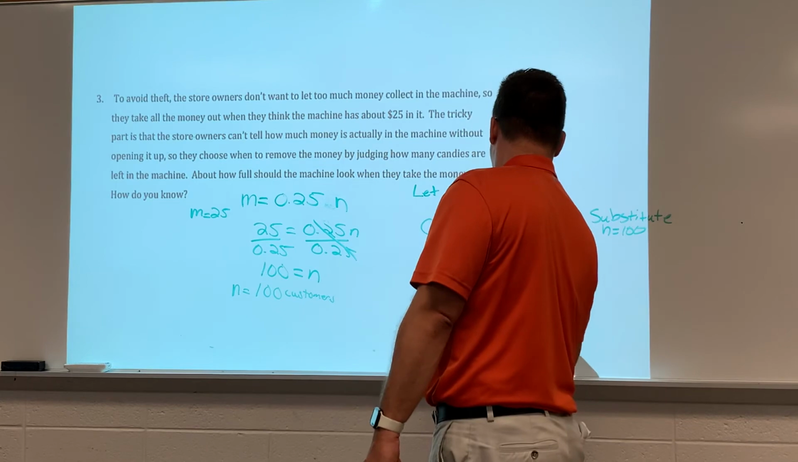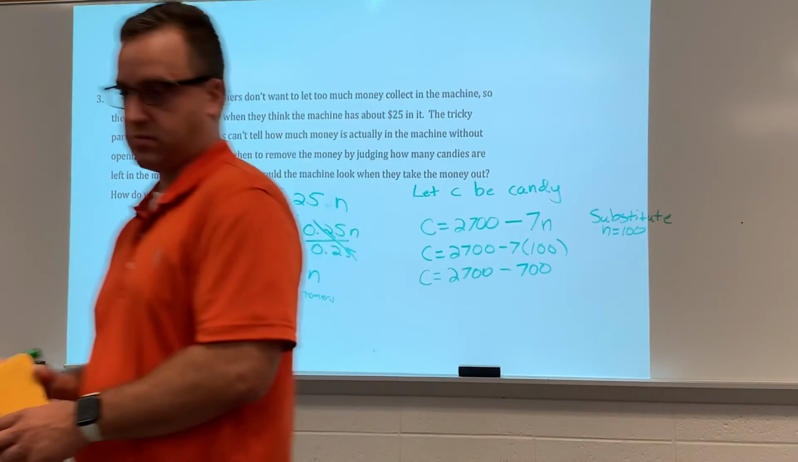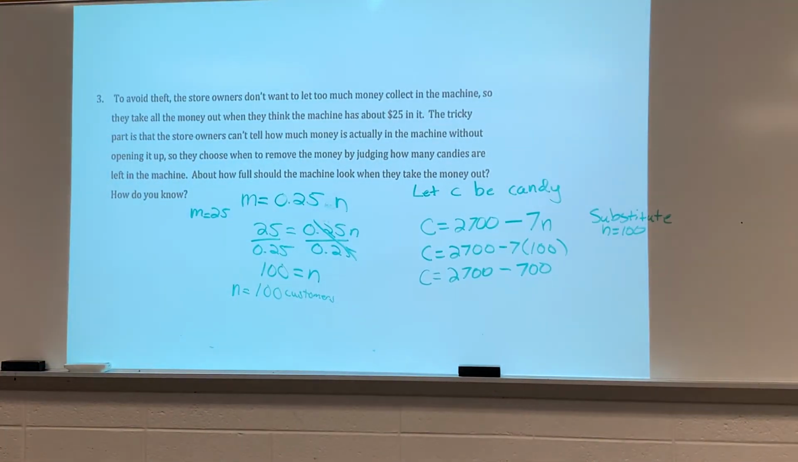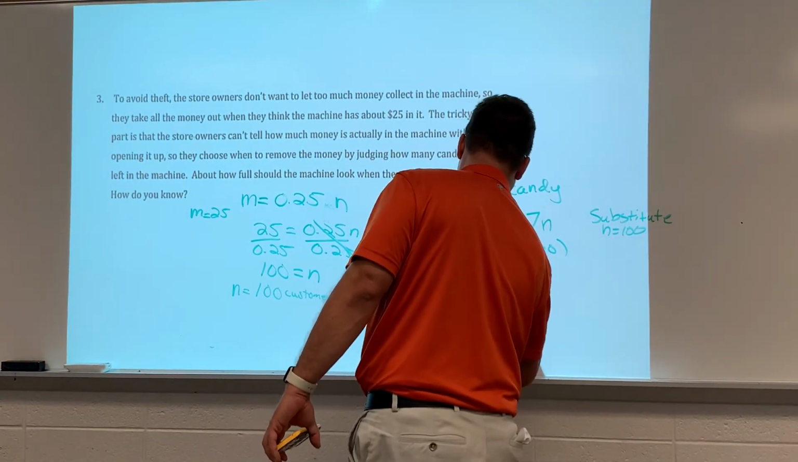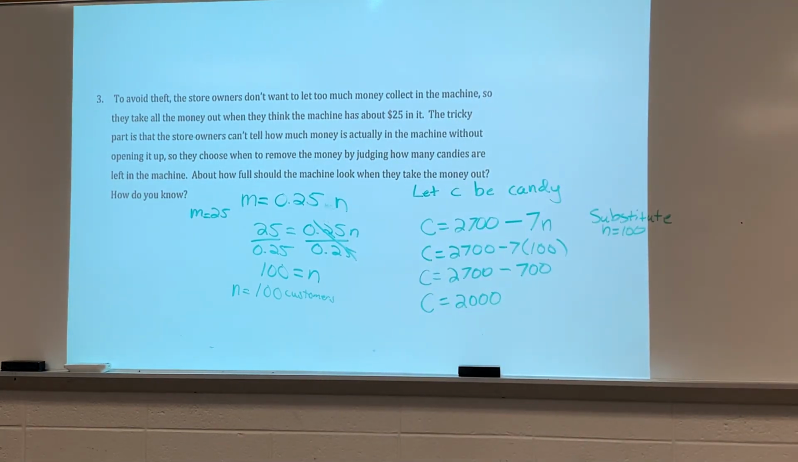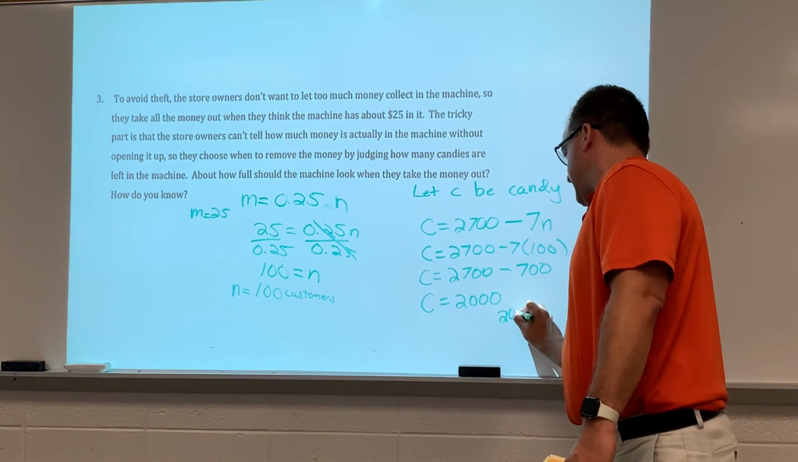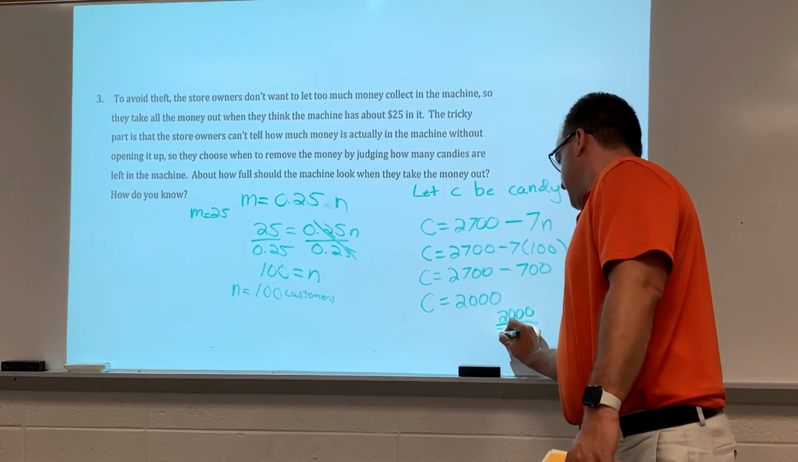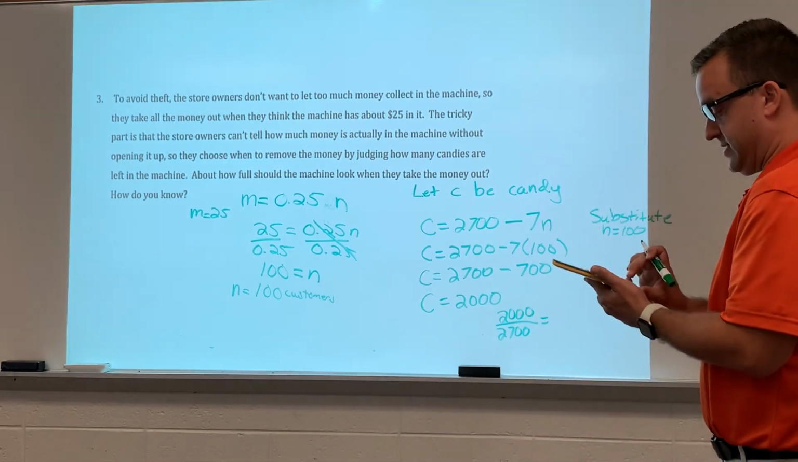So the amount of candy is 2,700 minus 700. The amount of candy is 2,000. And we have to figure out how full that is for the machine. So what we're gonna do is make a fraction. We have 2,000 pieces of candy out of 2,700 pieces of candy. And we're gonna change that into a decimal and then a percent.